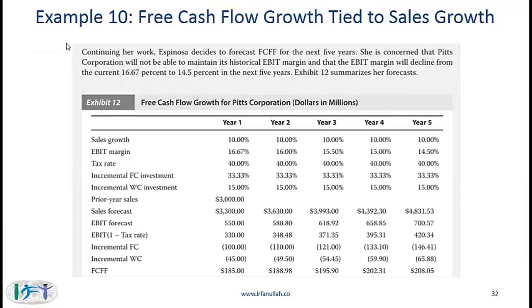Okay, example 10 is related. This connects with what I was just saying. Our analyst now believes that the margins will come down and we don't need to work through all these numbers, but notice here that EBIT margins are coming down, but what's happening to incremental fixed capital investments? They are still staying at 33% and 15% of the sales growth. So you can then come up with your free cash flow to firm estimates.